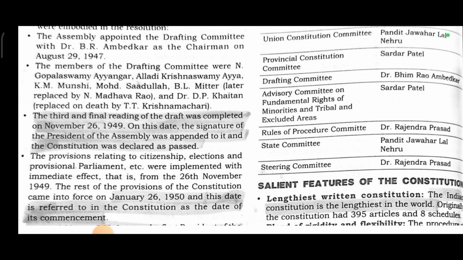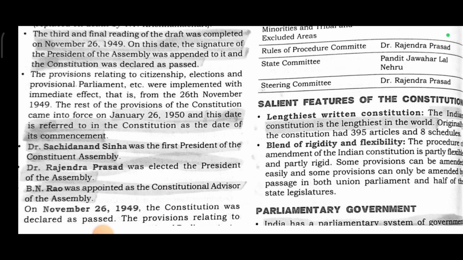The members of the Drafting Committee were N. Gopalaswamy Ayyangar, Alladi Krishnaswamy Ayyar, K. M. Munshi, Muhammad Saadullah, B.L. Mitter, and Dr. D.P. Khaitan. The third and final reading of the draft was completed on November 26, 1949. On this date, the signature of the President of the Assembly was appended to it and the Constitution was declared as passed.